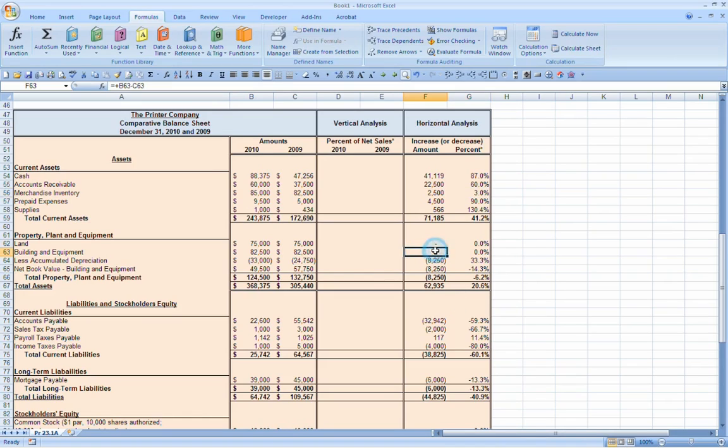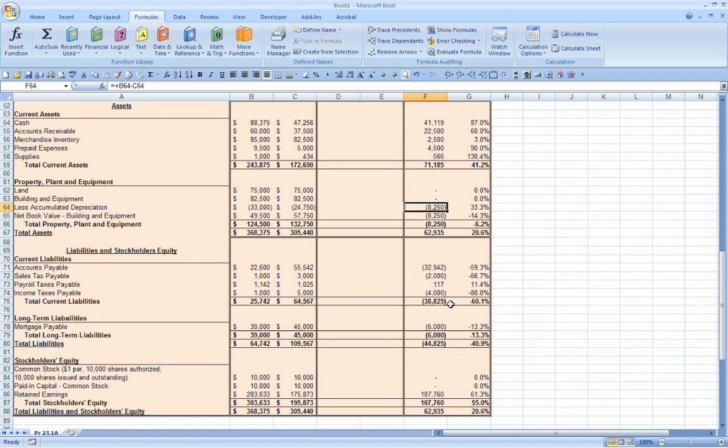Land didn't change. Building didn't change. Accumulated depreciation decreased. Well, it's a credit amount, so yeah, it would go down. I would expect that. Net book value went down. I would expect that. We didn't buy anything new. And all we've got is the depreciation on the existing assets.